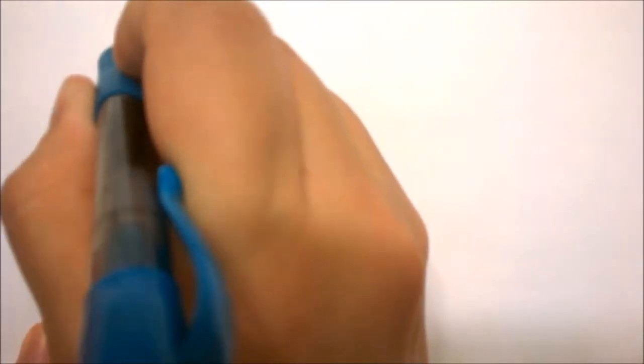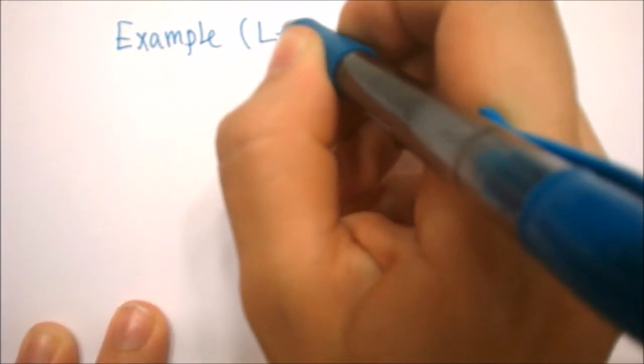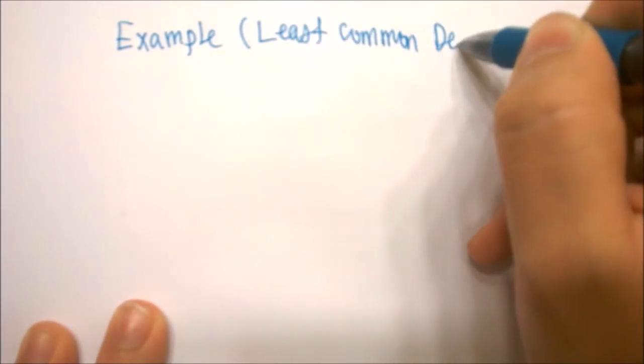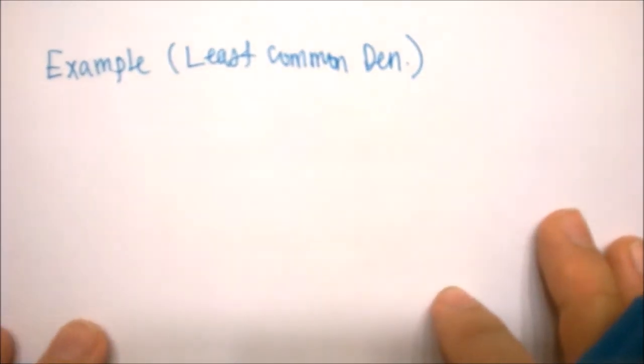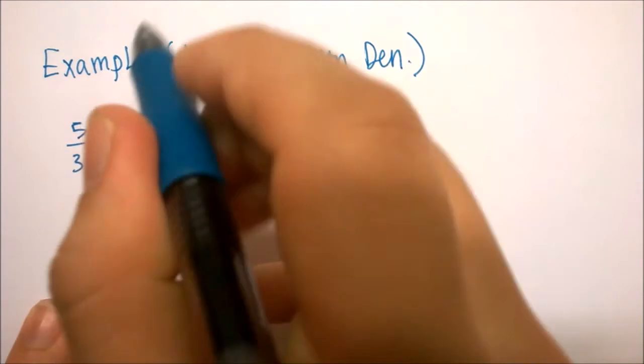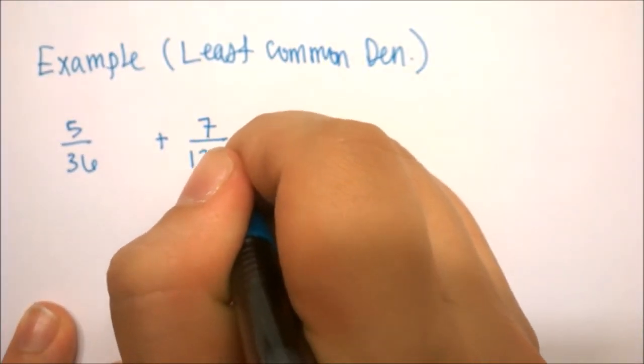This common denominator is often smaller than the product of the two denominators. So I'm just going to do a quick example. This is an example of least common denominators, okay? So let's say 5 over 36 plus 7 over 120.